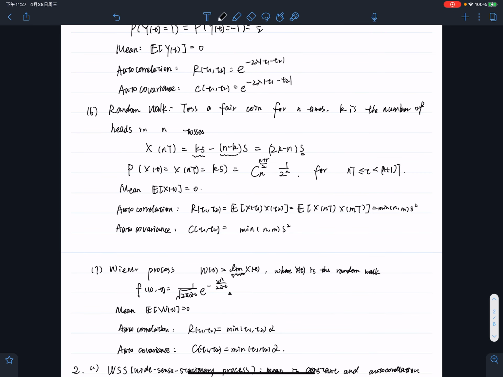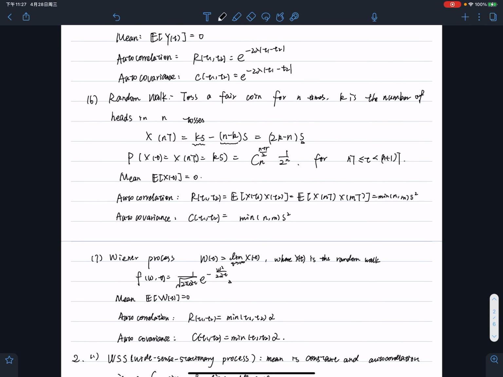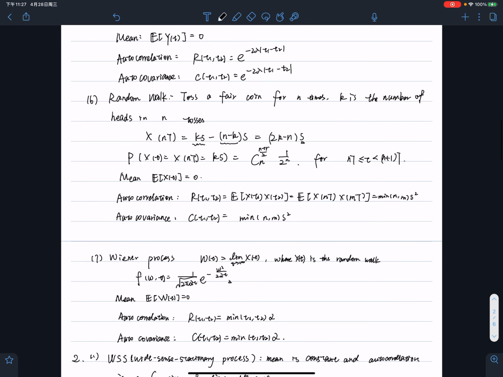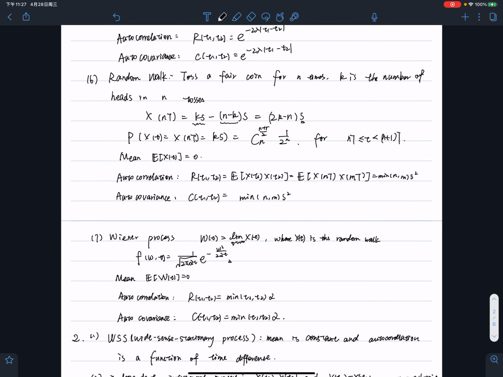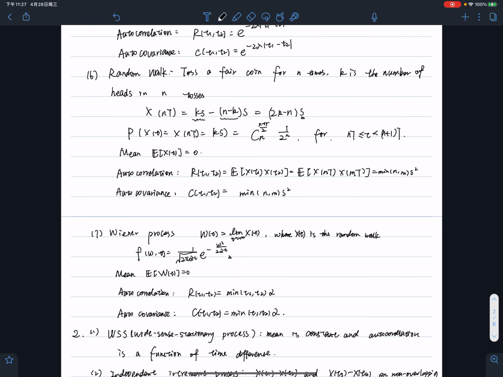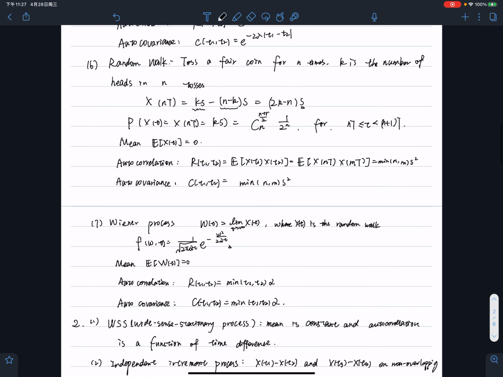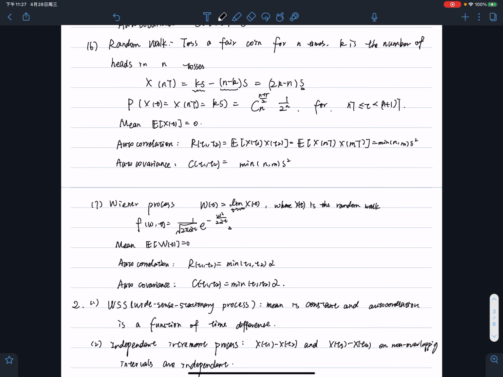So what is a random walk? Imagine that we toss a fair coin n times, and we have k heads in the n tosses. Therefore X(nT) is equal to the number of heads times s, minus the number of tails, n minus k, times s. So we could have the probability distribution here. The mean of the random walk is equal to 0, and the autocorrelation and the autocovariance are shown here.